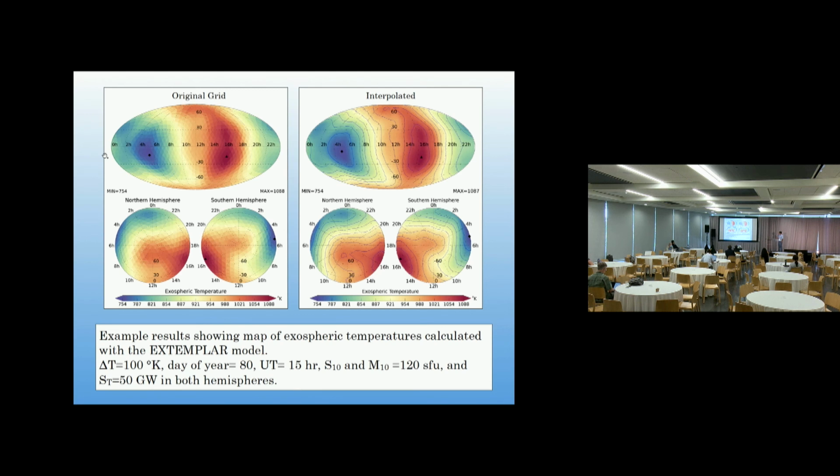So this is an example showing the exospheric temperatures calculated with the EXTEMPLAR model. On the left is the original grid, the 1620 cells, and on the right is the average or the interpolated one. And these are the inputs for this particular example.